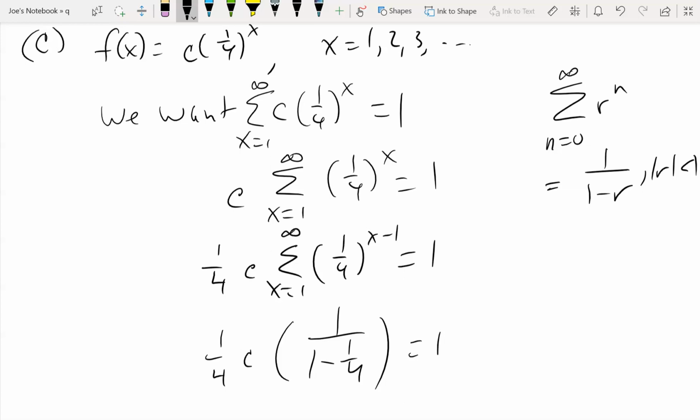There's a couple of different ways to get at this, but I can't use a formula directly on this one because it starts at 1, not 0. Right? It starts at 1. That's why I had to adjust it.